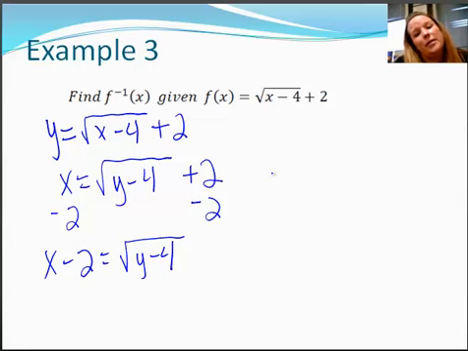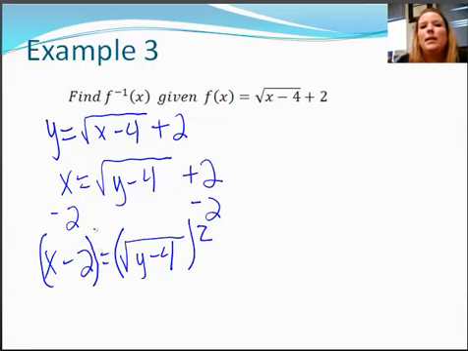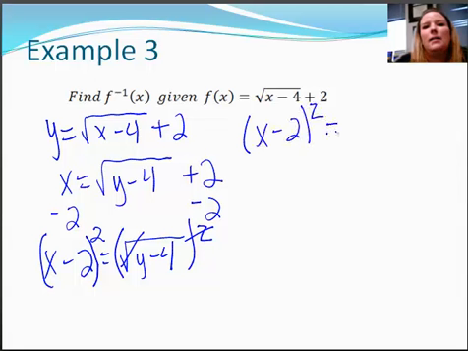Now, to undo a square, we square root. To undo a square root, we square it. So I'm squaring this whole entire thing. That's where my parentheses appear. So this symbol and this symbol go away. On this side, you're left with x minus 2 squared is equal to y minus 4.